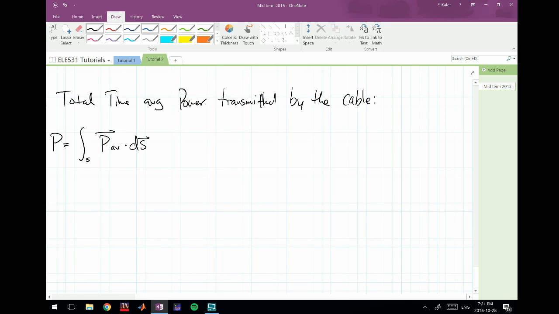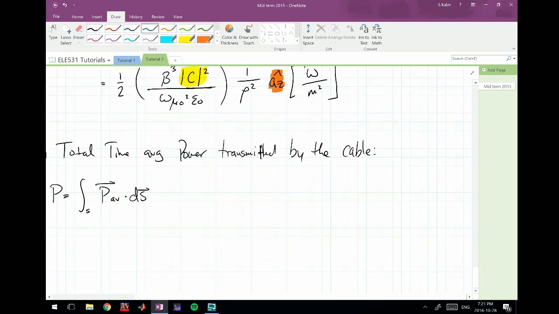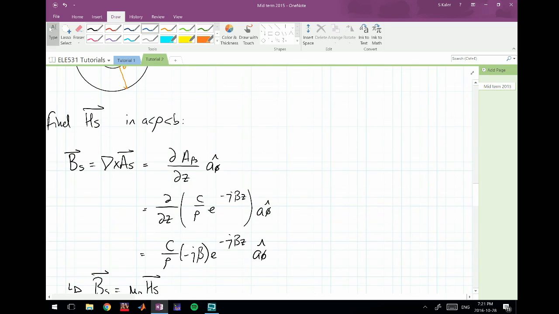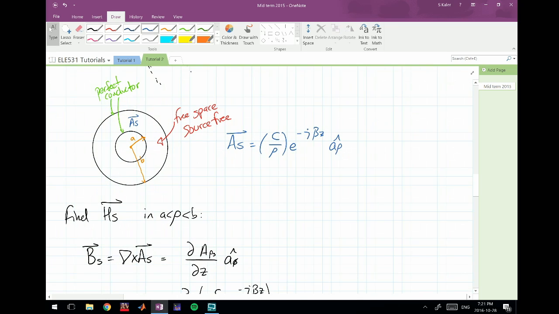Now, what's the surface though? I guess that's the question. What surface are we integrating? Where's the power transmitted from in a coax cable? More things we need to know. Where's the power transmitted? How do coax cables work?